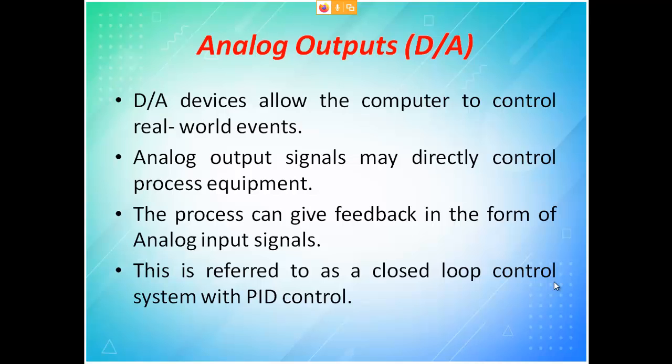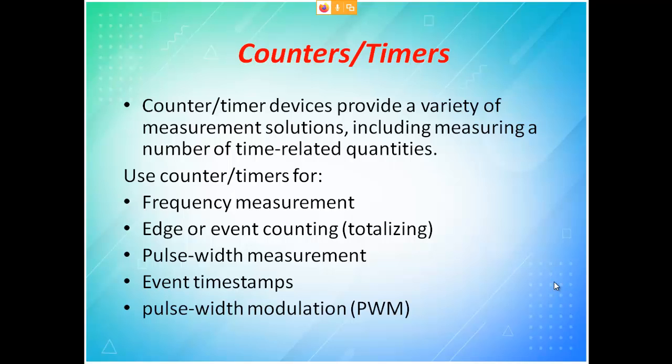So an analog output signal may directly control the process equipment. The process can give feedback in the form of an analog input signal. They are referred to as closed loop systems with PID and so on. Counter and timer is a device that provides a variety of measurement solutions, including measuring the number of time related quantities.